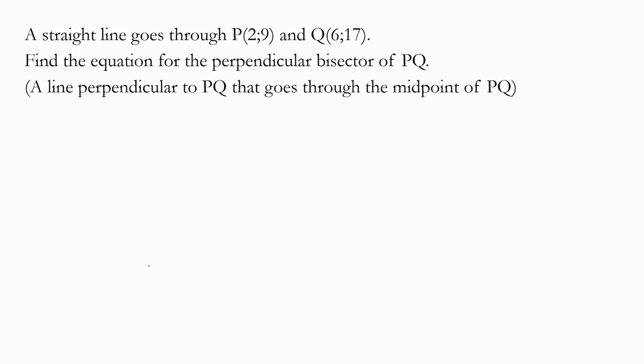We are now on question 1A3. A straight line goes through points P and Q. Find the equation of the perpendicular bisector of PQ.